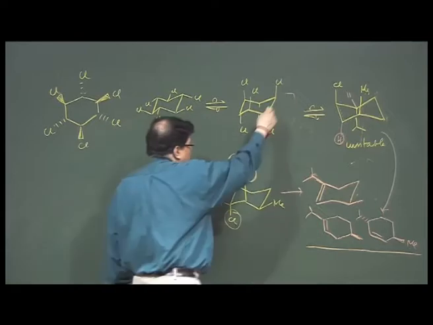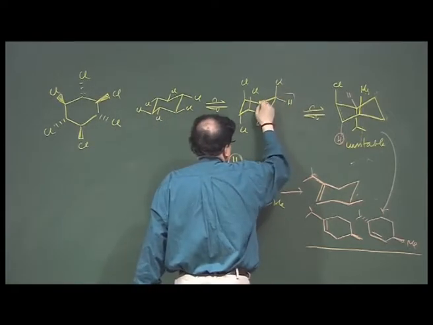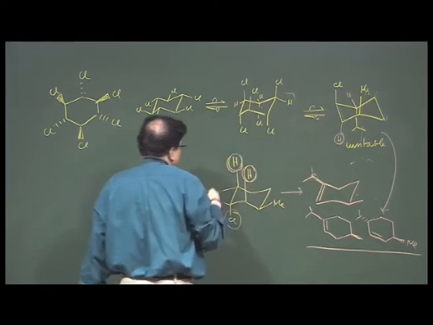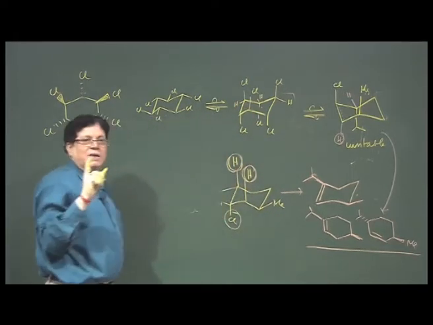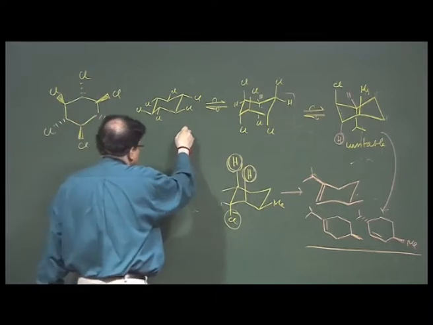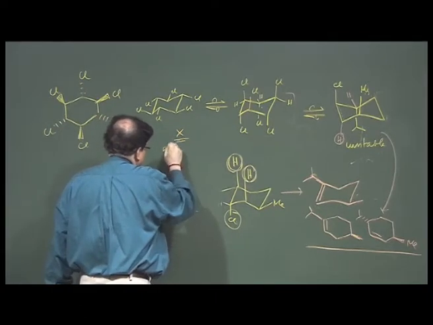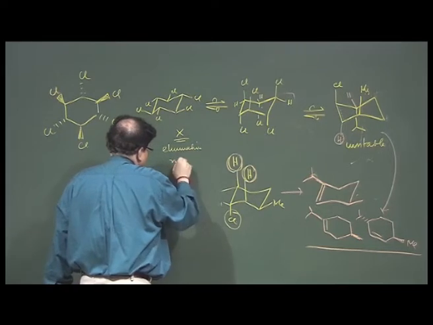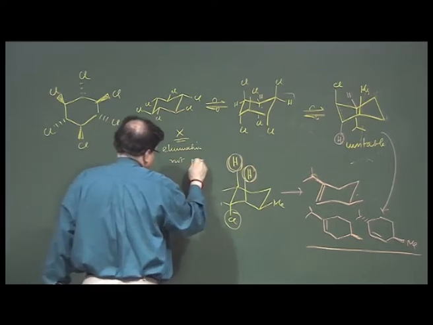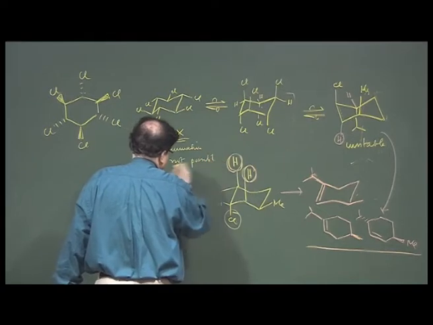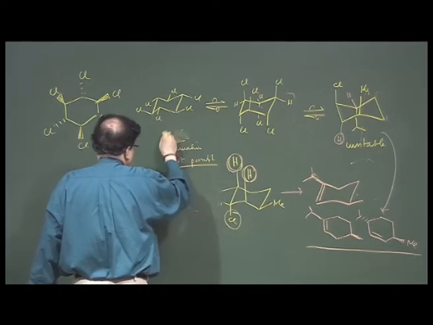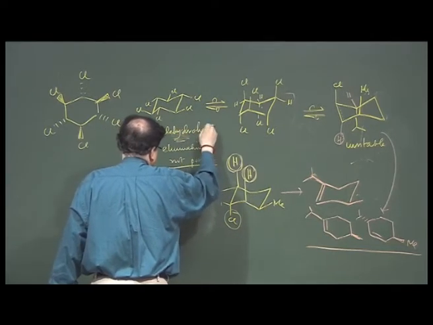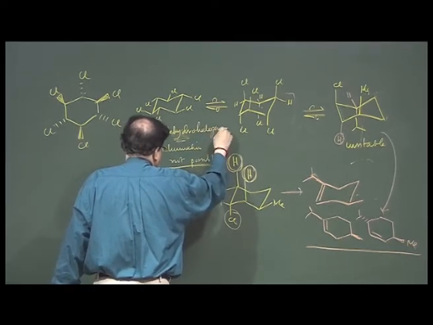Okay. All the hydrogens are now equatorial. So, you do not have any situation where there is hydrogen and chlorine which are trans-diaxial. So, it cannot eliminate. So, elimination is not possible. I am talking about dehydrohalogenation. So, this is interesting.